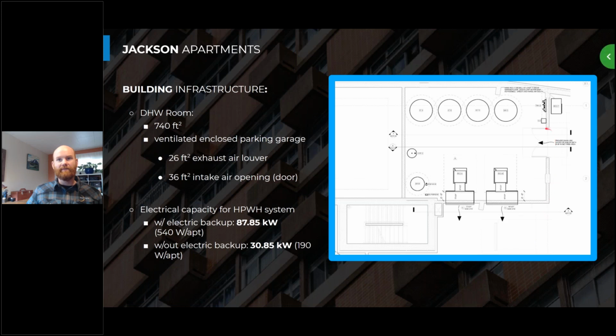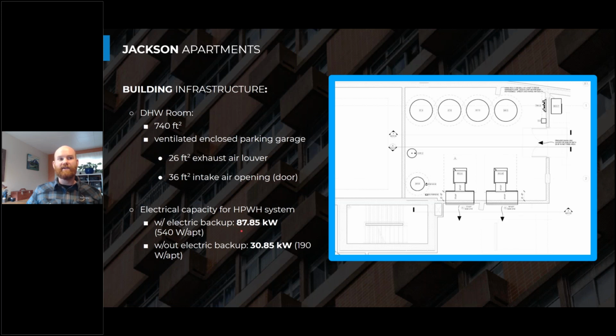So here we need some ventilation openings, and I noted a few of those there that you can look at. And our domestic hot water room, to give us an idea of the size, the scale, this is about a 200 unit apartment. We needed about 740 square feet to make this system work and to have plenty of access for our maintenance personnel. And then also, I typically get a question about electrical capacity because these are heat pump water heaters, and so they're drawing electricity.